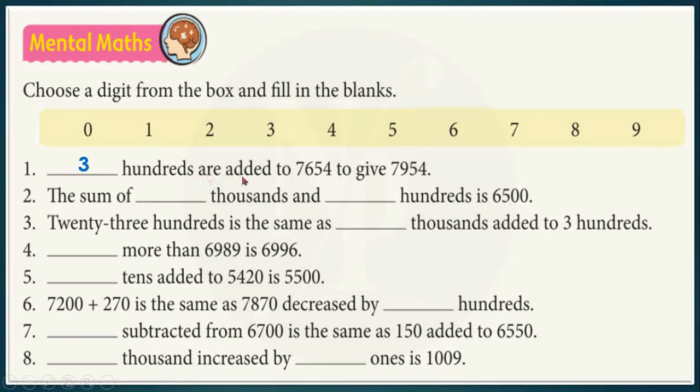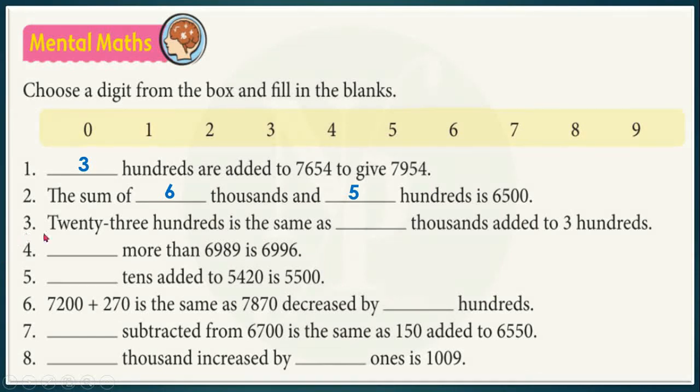300s are added to 7654 to get 7954. Let's move to the second question. The sum of dash thousands and dash hundreds is 6500. Look at this number. There are 6000s and 500s, isn't it? So we should write 6000s and 500s.